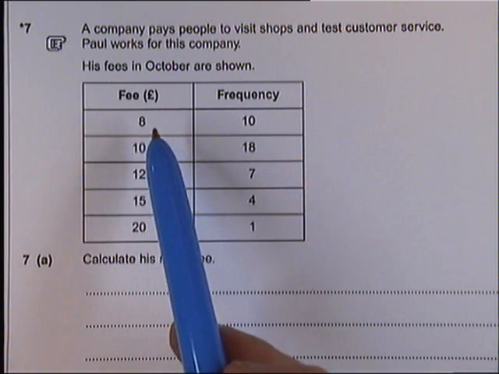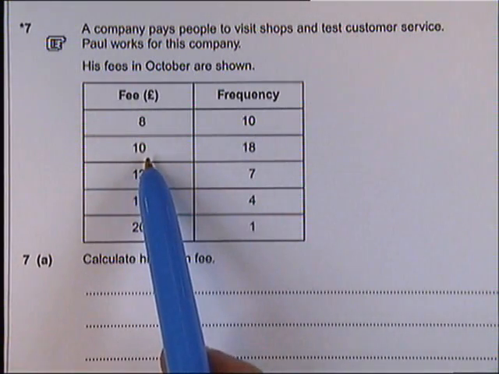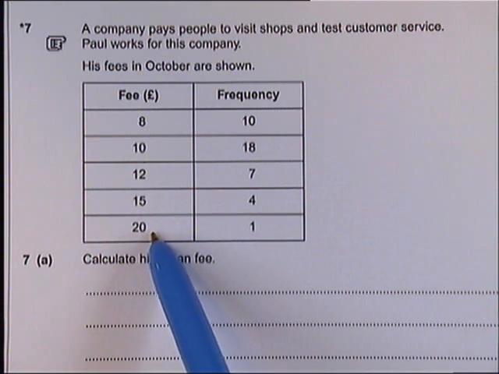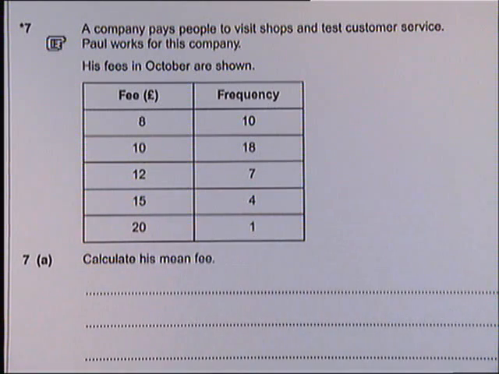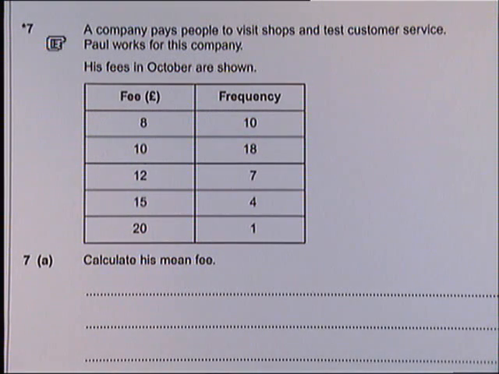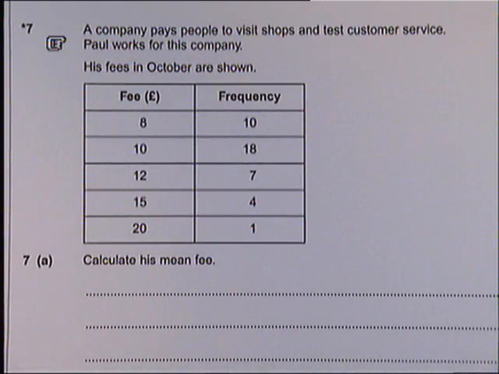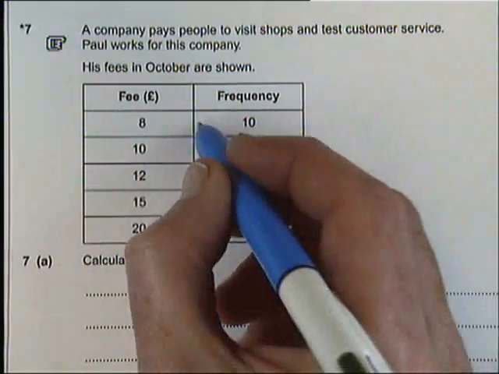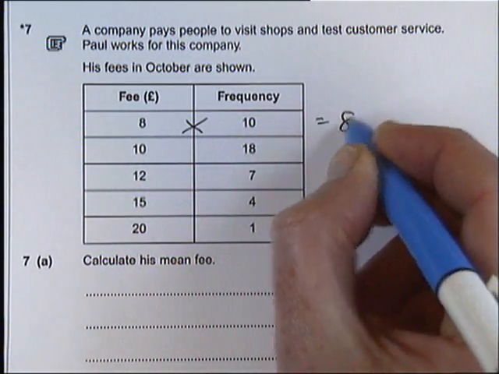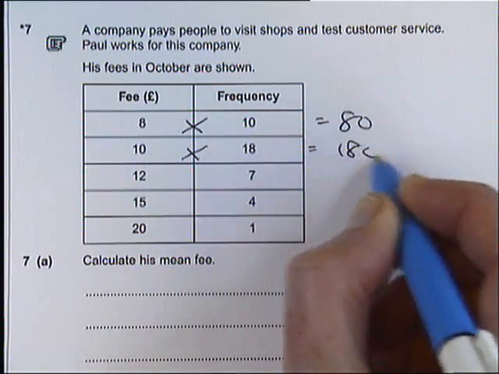So he had a fee of £8 10 times, a fee of £10 18 times, and you can see the biggest fee of £20 he only got once. And we've got to calculate his mean fee. The mean is one of the averages, and if you've got a table like this, the way to work out the mean is you times these numbers together. So 8 times 10 is 80, 10 times 18 is 180.